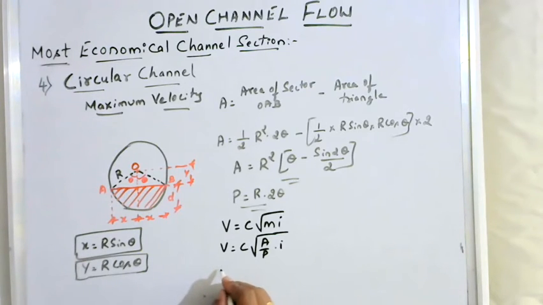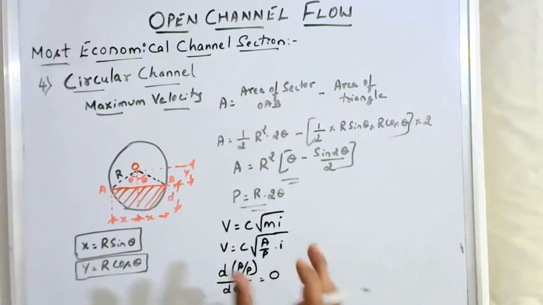I'll differentiate this A by P with respect to theta and equate it to 0, so that I get the value of theta. That theta is the condition for the maximum velocity. This differentiation comes under the quotient rule, therefore I need to find some values.